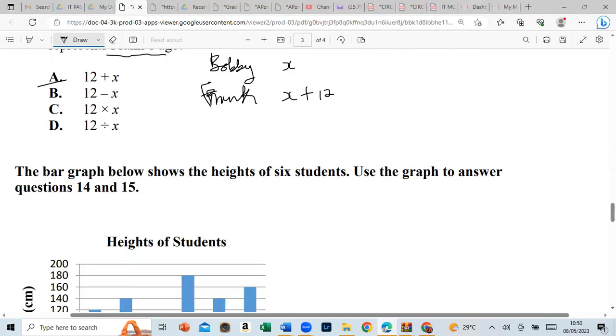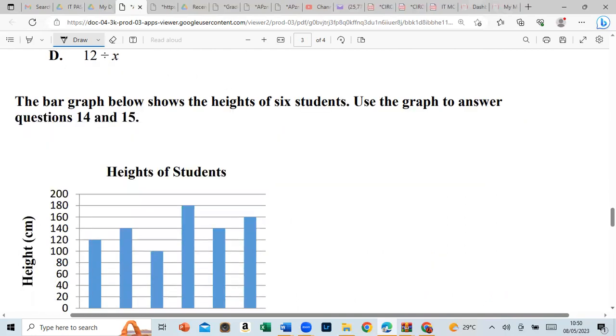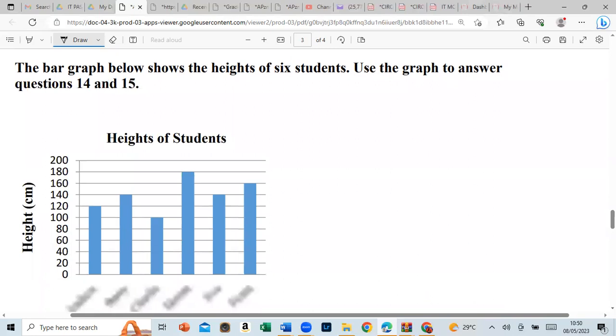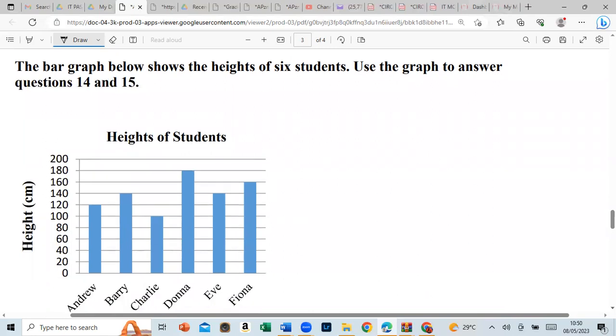A bar graph shows the height of 6 students. Use the graph to answer questions 14 and 15. So we have Andrew, Barry, Charlie, Dana, Eve, and Fiona.